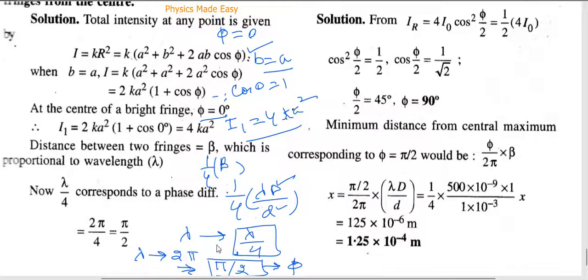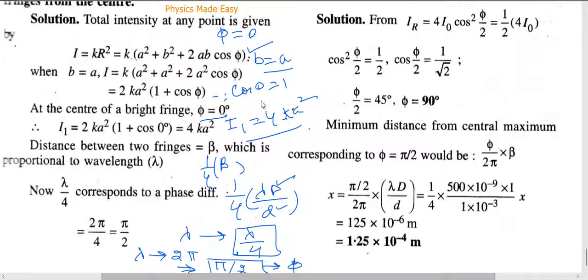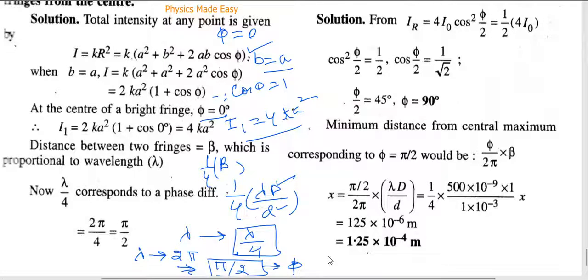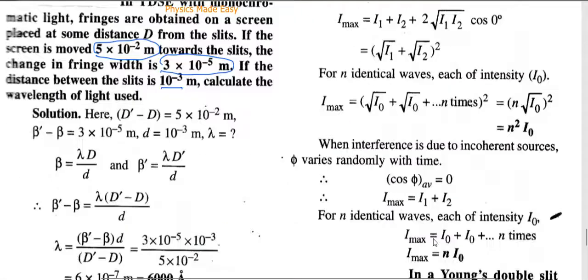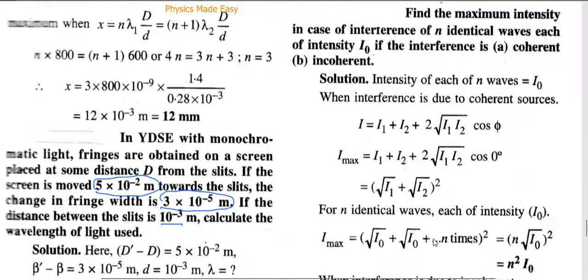So this is the path difference. I want phase difference corresponding to path difference lambda by 4. And for that I will replace lambda by 2 pi, it will come out to be pi by 2. And for calculating intensity, I need phase difference. For phase difference, I need path difference. So it's an important problem, important concept.